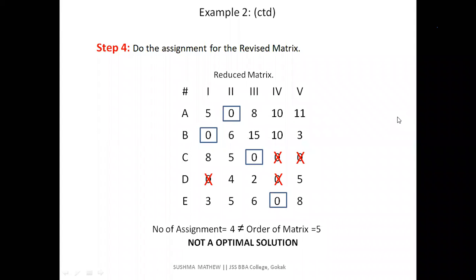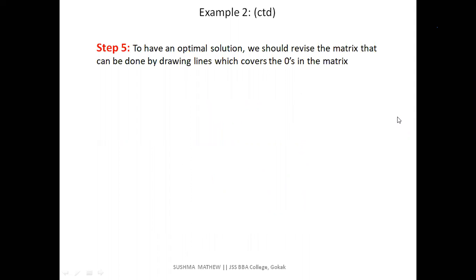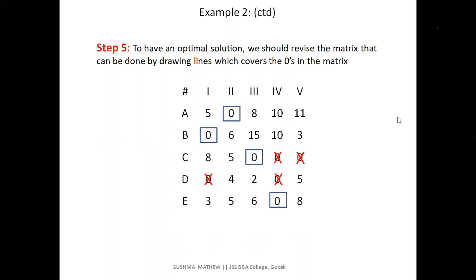Right? Now when the optimal solution is not attained, then what do we do next? So this matrix, the reduced matrix, we are going to revise it. It is just like, what do we say, in transportation we used to do, right? To get an optimal solution, we used a Modi method and all, remember? Modified distribution method. So similarly, to have an optimal solution here also, we are trying to revise the matrix wherever we have done the assignment. Clear?